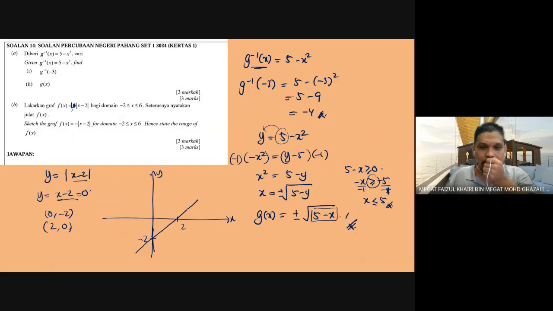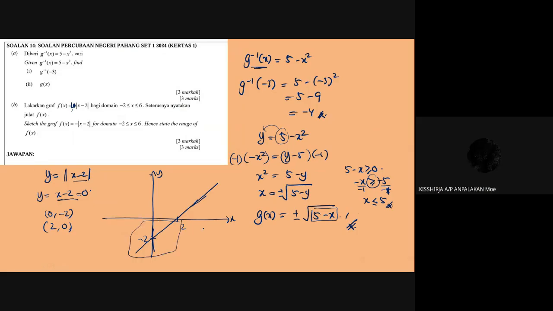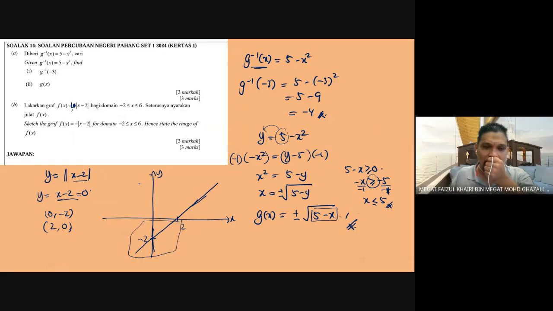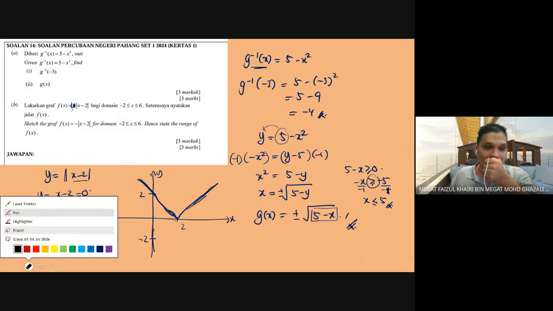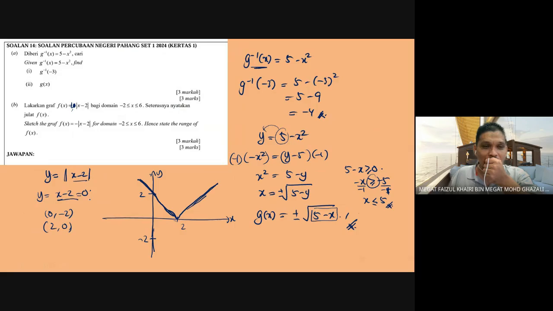But now, let's get back to the original question, y equals modulus of x minus 2. So all the graph that is below the x-axis reflects above. So this is the graph of modulus of x minus 2. What's going to happen to this one? Disappear. Good. Now this is the graph of modulus x minus 2.